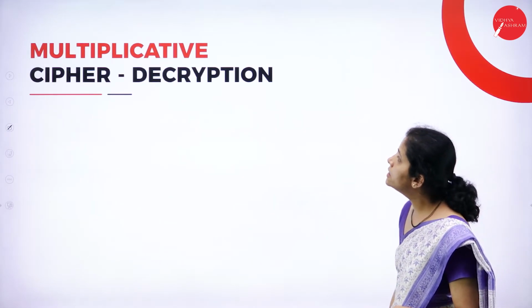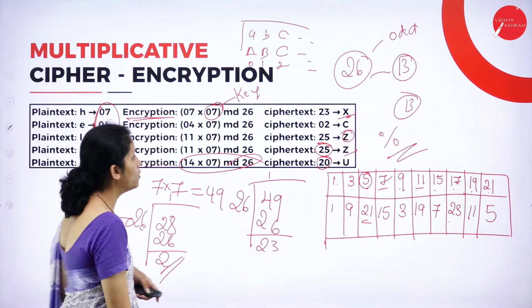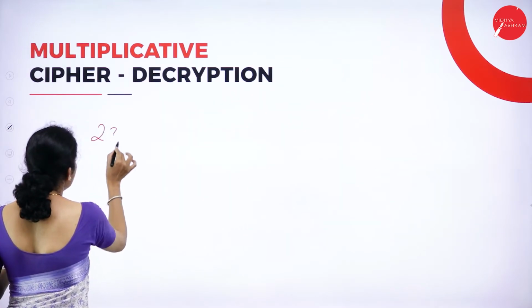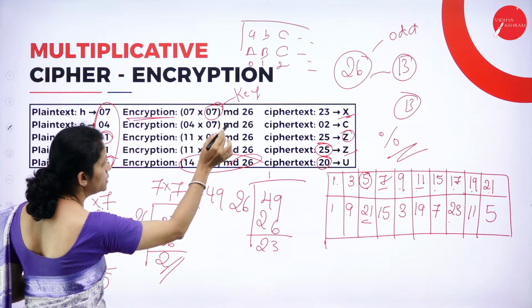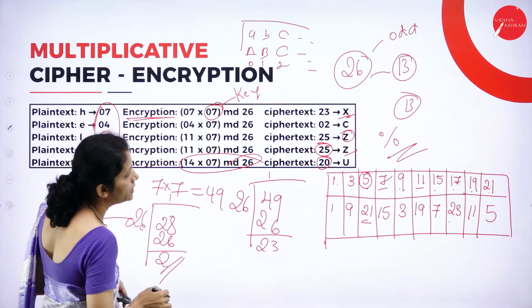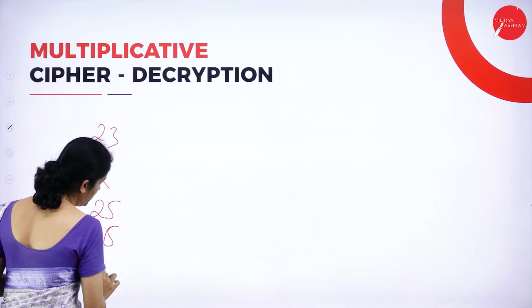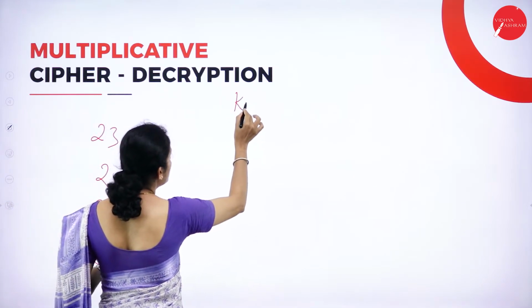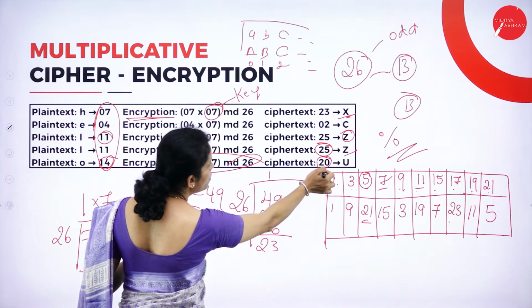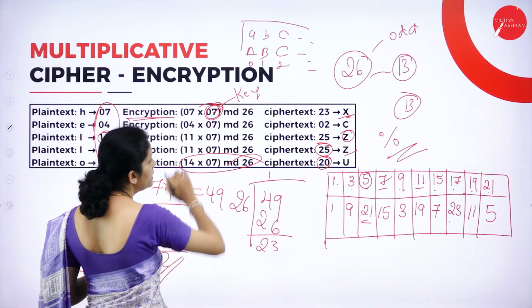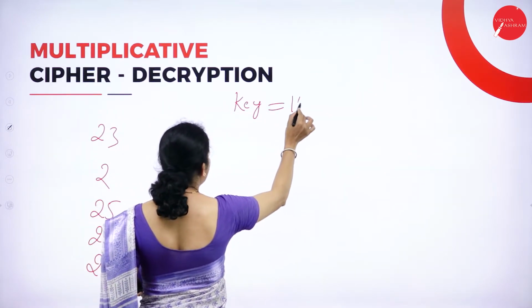Now, if I consider decryption, here once again I want to perform decryption. So I got the values like 23, 25, 25, 20, 25, 25 and 20. And what is my key? Here I am going to consider the inverse of the given key. The given key is 7, and what is the inverse of 7? It is 15. So the key is 15.